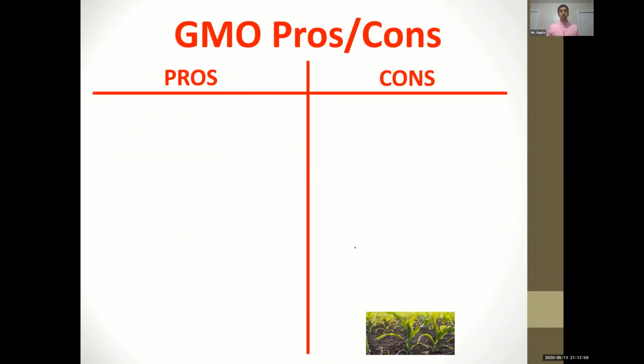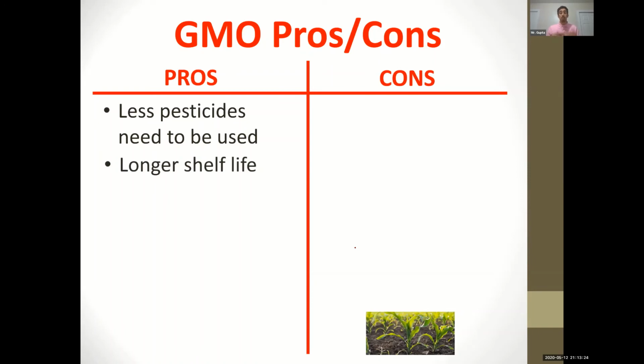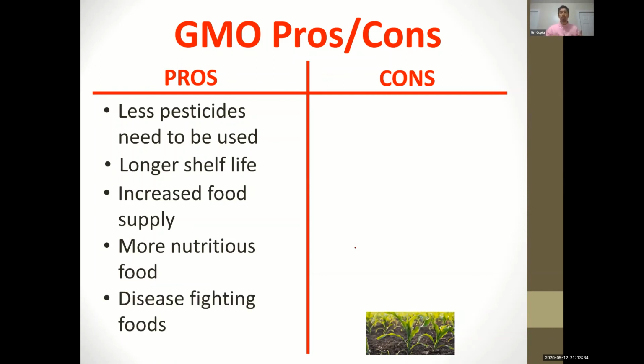This leads us to our next topic. What are the pros and cons of genetically modifying organisms? Firstly, some of the pros. Less pesticides need to be used because these organisms can be more resistant to beetles or any sort of insect that likes to eat these organisms. And we're looking at crops for now. Crops can have a longer shelf life. Increased food supply. So through genetically modifying organisms, we can create more food, more nutritious food, and foods that fight disease.